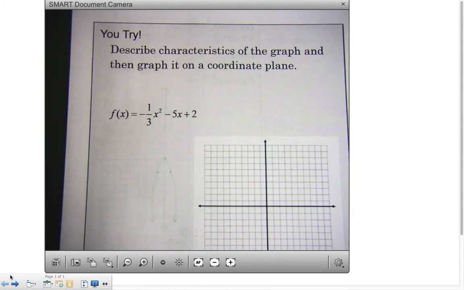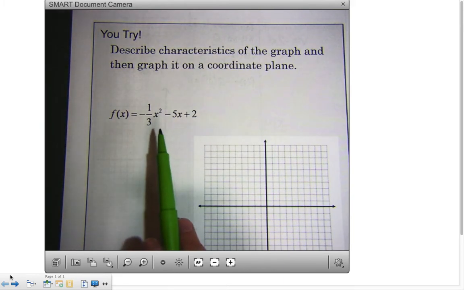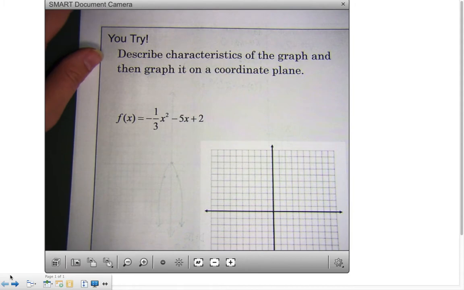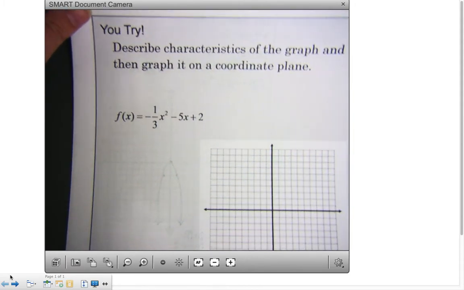Okay, I want you to try this one on your own. So if you just want to pause the video, see if you can graph this one, and then when you're done, play and see if you got it right. So think about the characteristics.